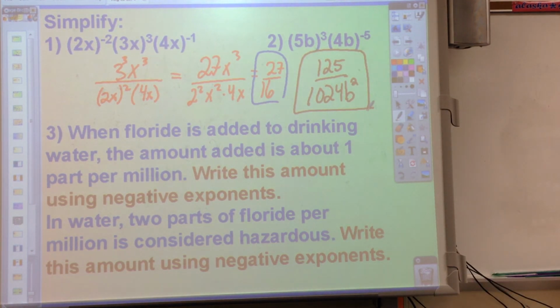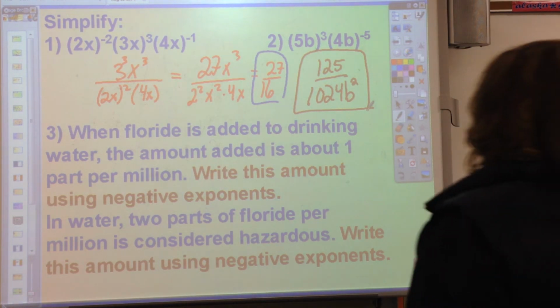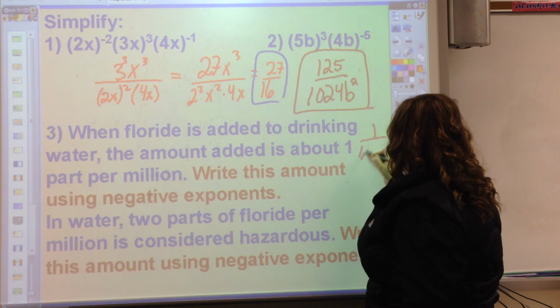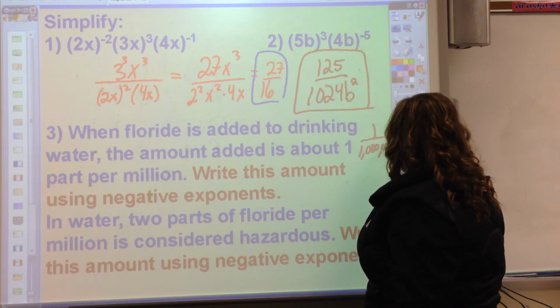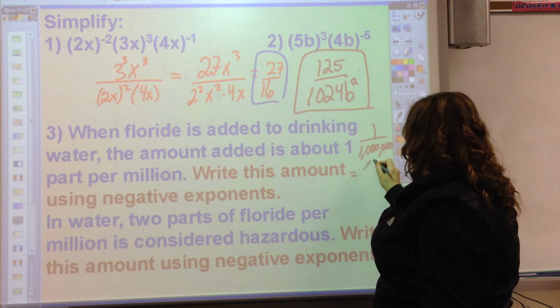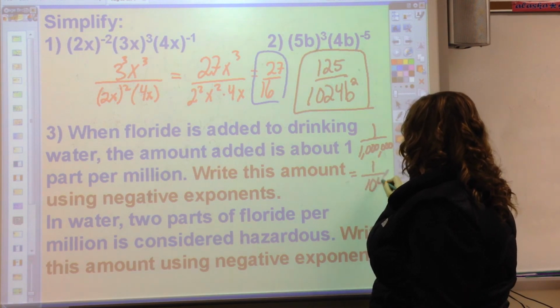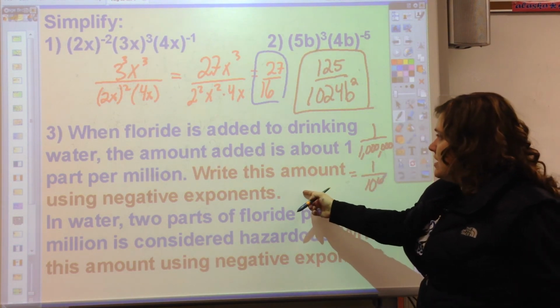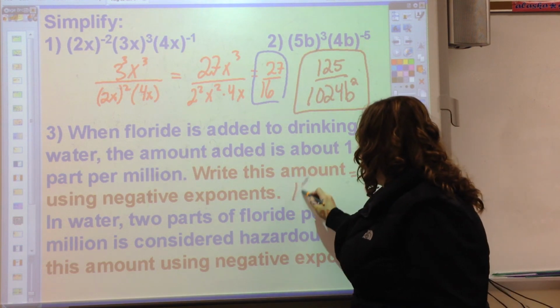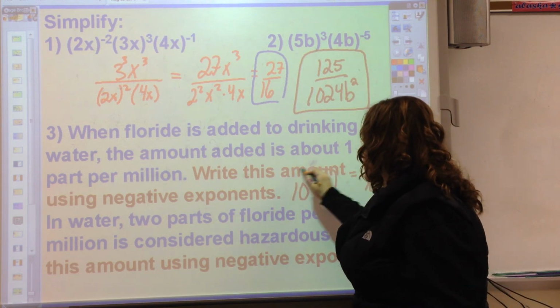All right, let's talk about writing word problems and using negative exponents. If fluoride is added to drinking water, the amount that's added is 1 part per million. 1 part per million looks like this. Isn't that the same as 1 over 10 to the 6th? So if I'm writing this with negative exponents, couldn't I just write it as 10 to the negative 6?